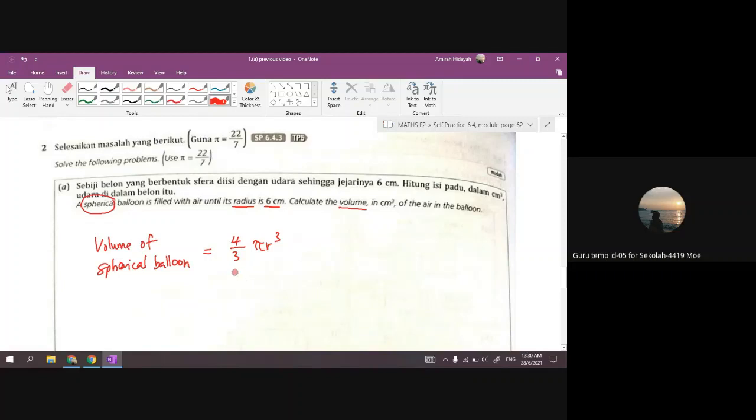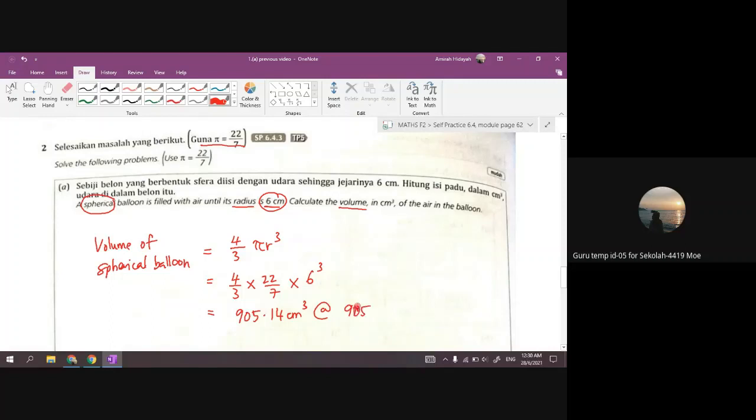Okay. So ganti masuk je lah, plug in the values. 4/3 pi tadi dia cakap atas ni mesti guna 22/7, right? 22/7 times radius of the spherical balloon, which is 6 cm. So you get the answer 905.14 centimeter cubic. Or you can write in fraction as well.